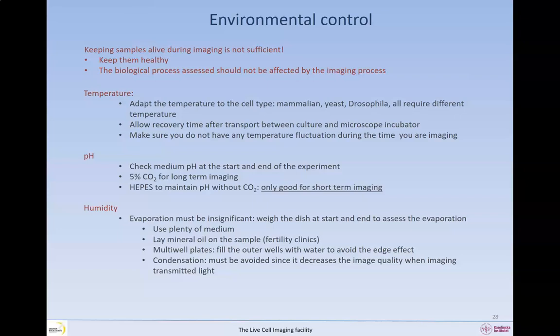Also, humidity in ambient air can lead to condensation on all surfaces, especially on the lids of the cell culture vessel. If these surfaces are within the optical pathway, small water droplets will cause light scattering. Thus, this must be avoided since it decreases the image quality when imaging with transmitted light.